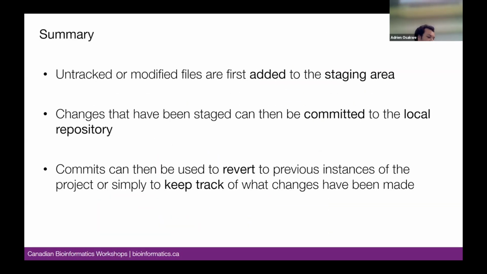Okay, so to summarize at least the core concepts that we're looking at here: untracked and modified files need to be added to the staging area. Then from there, once they're staged, you can commit them to the local repository with a message that describes what the change is. The key advantage commits provide is that we can revert to a previous instance of the project if something goes wrong, or just keep track of what the changes are.